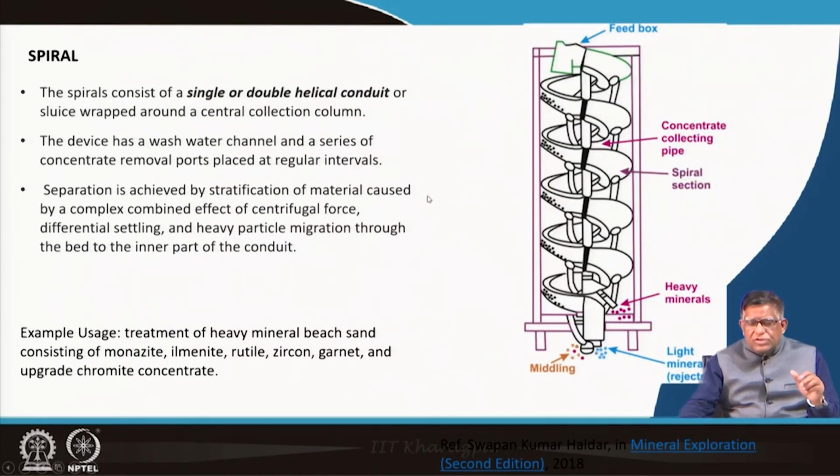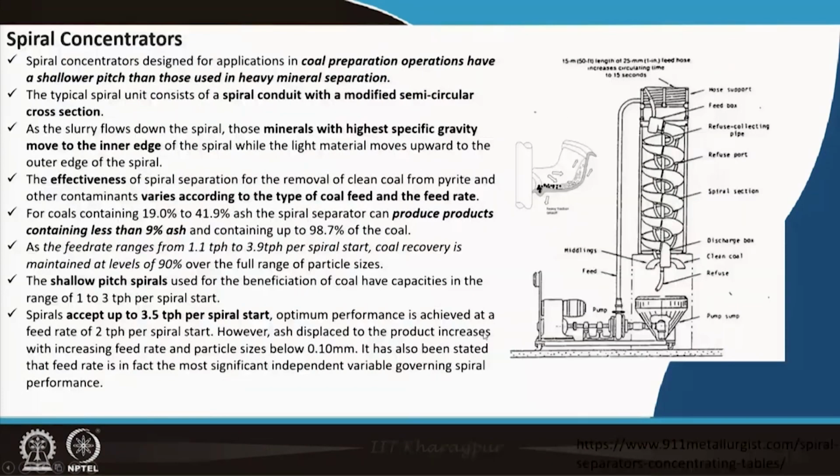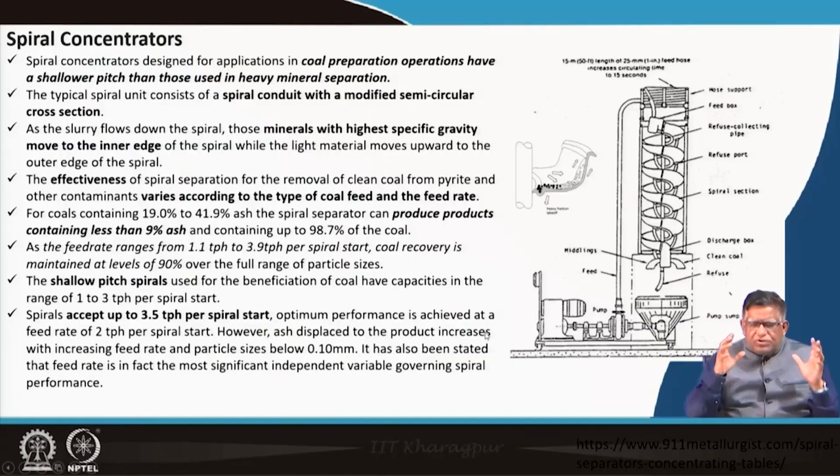Then the spiral also: your whole feed will be going over here, and then when they go through a spiral path, the heavier material, the dust particles and all, you can collect centrally, and the lighter particles will be rejected over here. That spiral classifier can be used just like a gravity separation. So, these are different types of concentrators.